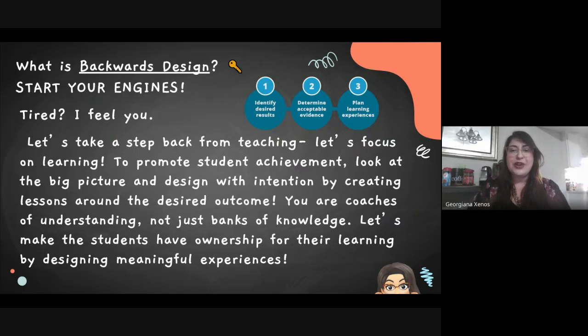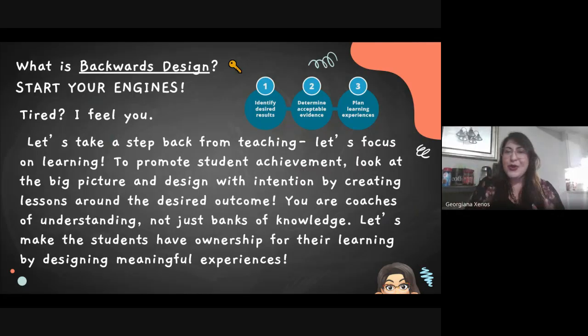So to promote student achievement, you have to really look at the big picture. Now, if you're anything like me, this could be a little hard at times, right? You want to look at the small details, the little things that make the big picture. But sometimes we have to take a step back, zoom out, and look at what our intention is. We have to design with that intention by creating the lessons that are around the desired outcome, right? That destination in our journey.